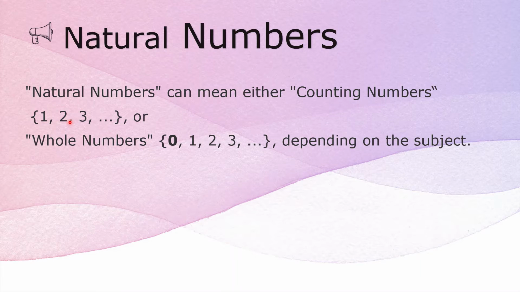So, 1, 2, 3. It's the counting. And the whole number is 0. So, the difference here is 0. See? Walang 0 yung counting numbers. Yung whole numbers, with 0. Yan yung difference nila. And that is natural numbers. So let's proceed to integers.